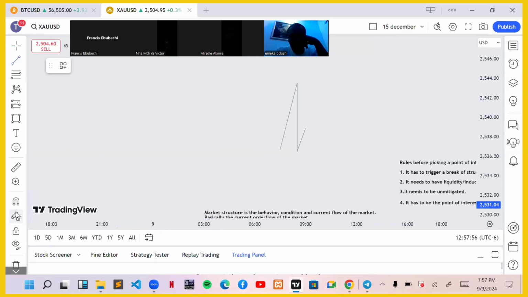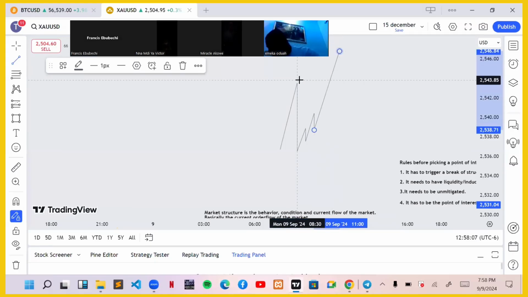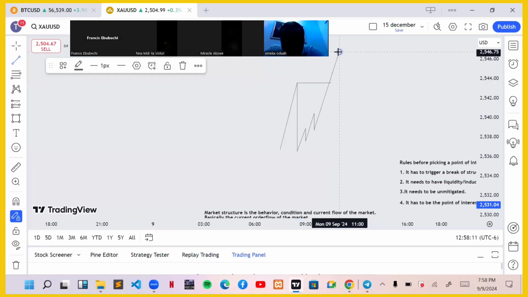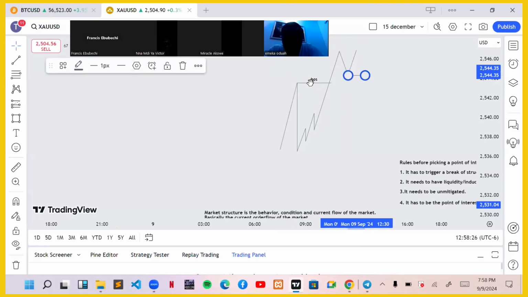So let's say this is price, and price is making higher highs and higher lows, higher highs, and then price does something like this, breaks out of this zone. Now this is a break of structure right here. After breaking out, price now does something like this. This is the first pullback and it goes up again. So this is your inducement right here. This is my break of structure, and this is my inducement.